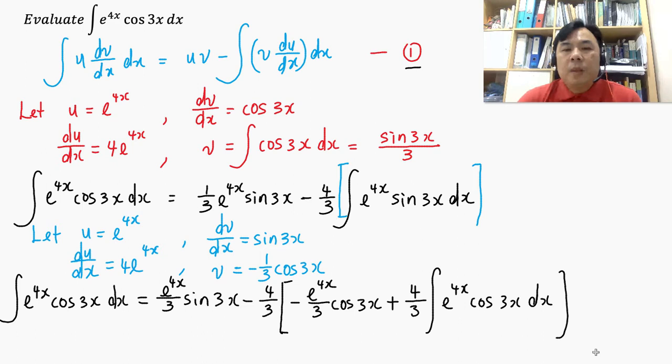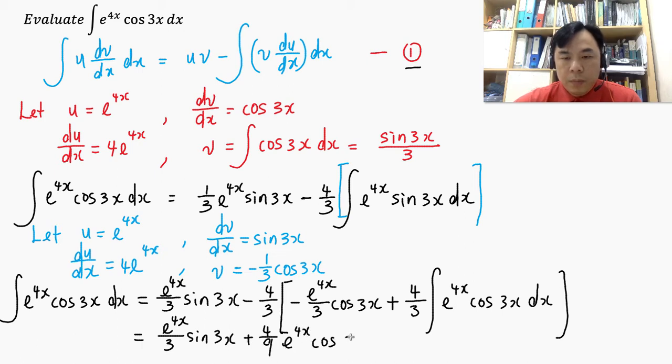All right, now that's what we have, and then I'm going to rearrange this properly. Now I'm going to just rewrite it here so that we can pick up from where we are. That will be 1/3 sine 3x, and then that would yield plus 4 over 9 e^4x cosine 3x, and then 16 over 9 exponential 4x cosine 3x dx.